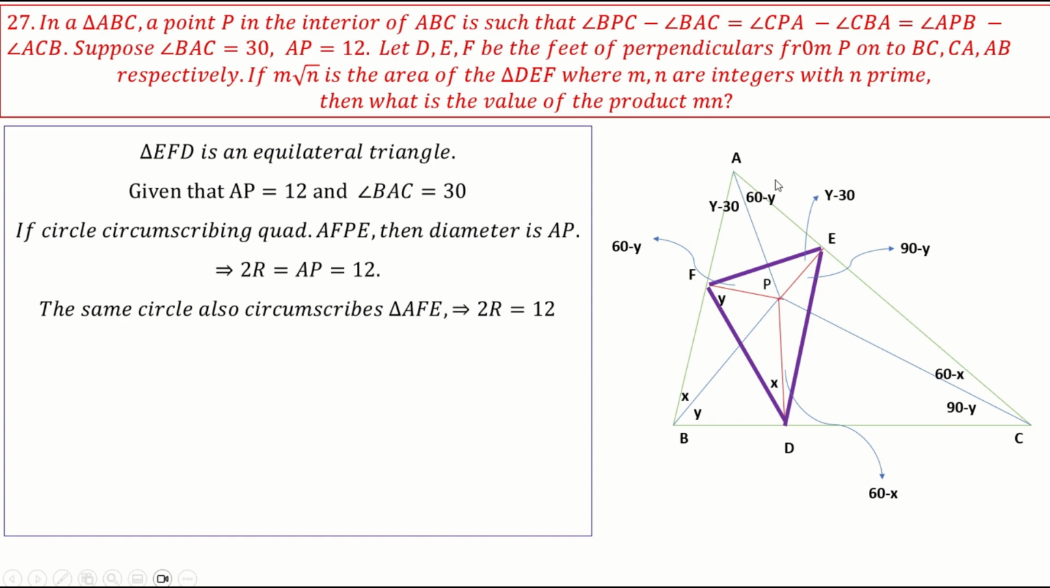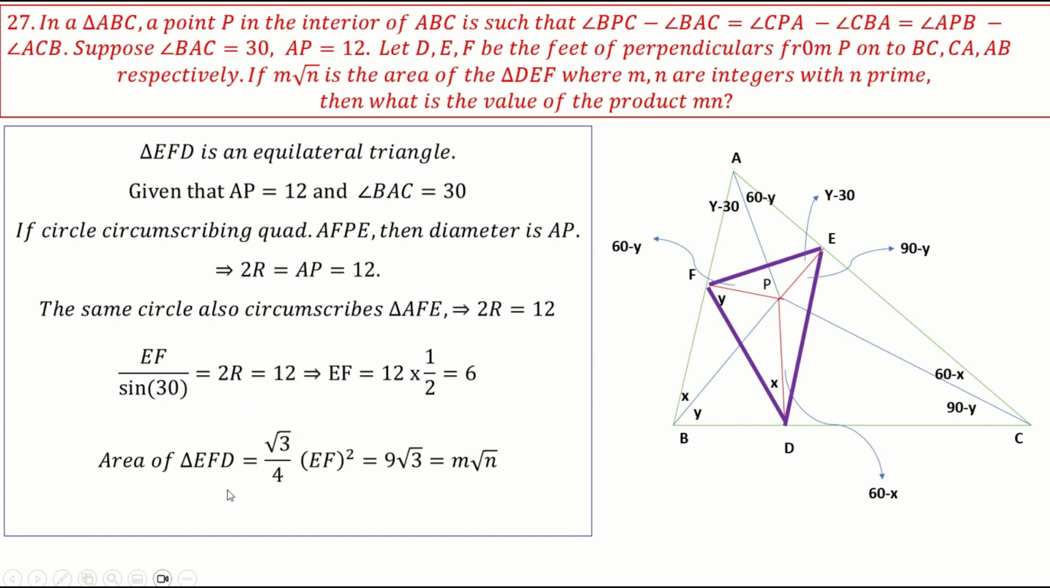What is the radius of that circle? 6 centimeters, because 2r is 12. Now in this triangle AFE, you apply the sine rule. How do you apply it? EF by sine 30, EF by the opposite angle sine 30, is equal to 2r, right? Which means EF is equal to 6. Now you got EF, one side of the equilateral triangle, which is 6.